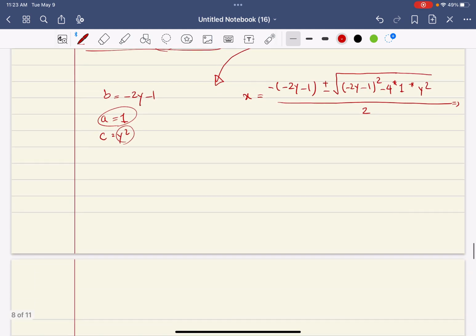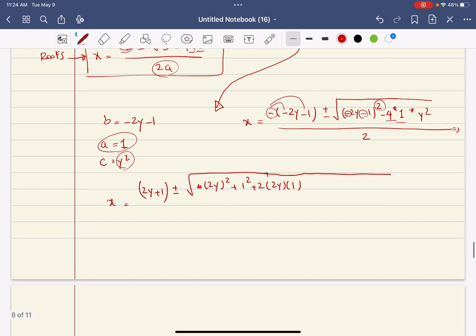Then it means that the x equals negative times negative would be positive, so 2y plus 1 plus minus root. We have a negative value inside the power, so it would be positive because of the power 2. So it would be 2y to the power of 2 plus 1 to the power of 2 plus 2 times 2y times 1.